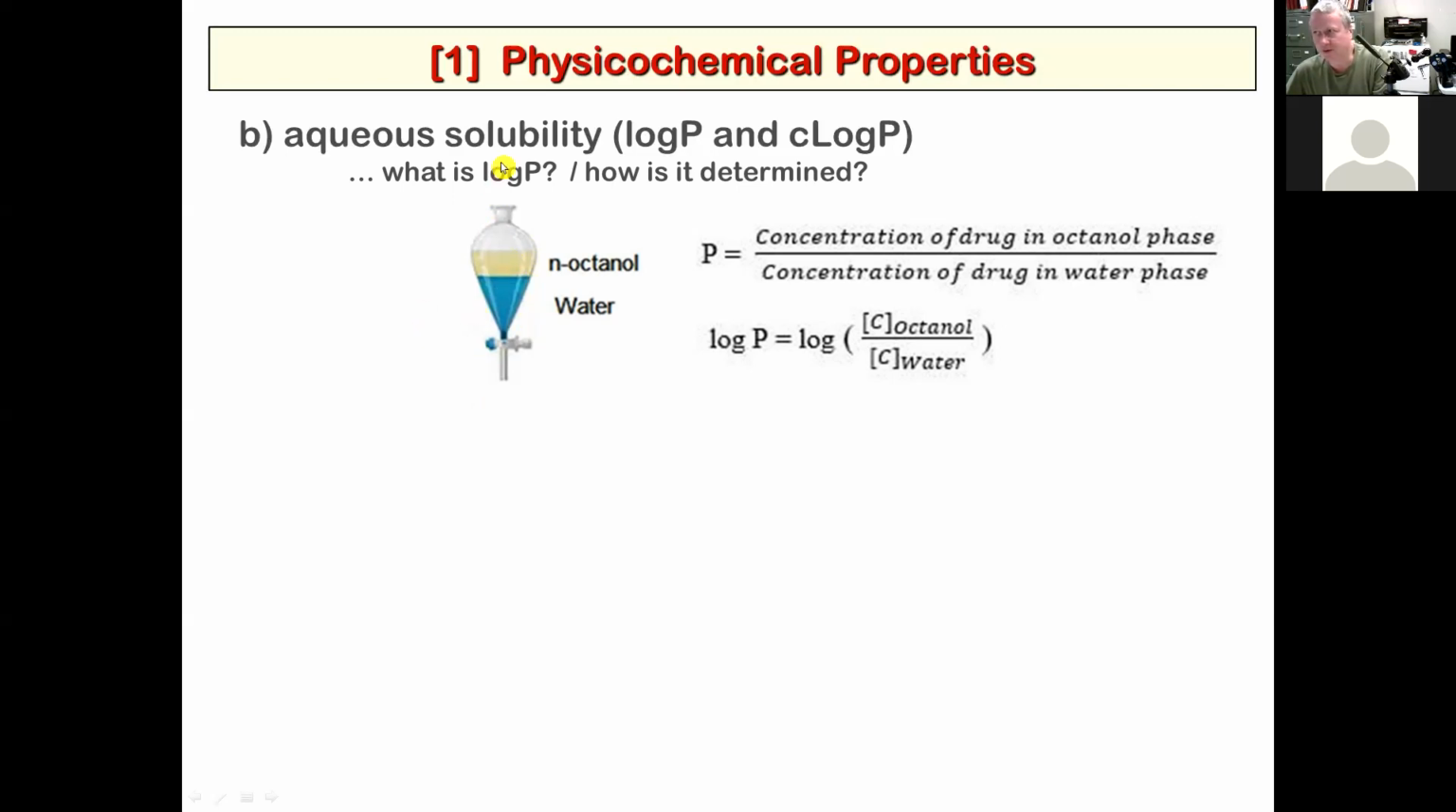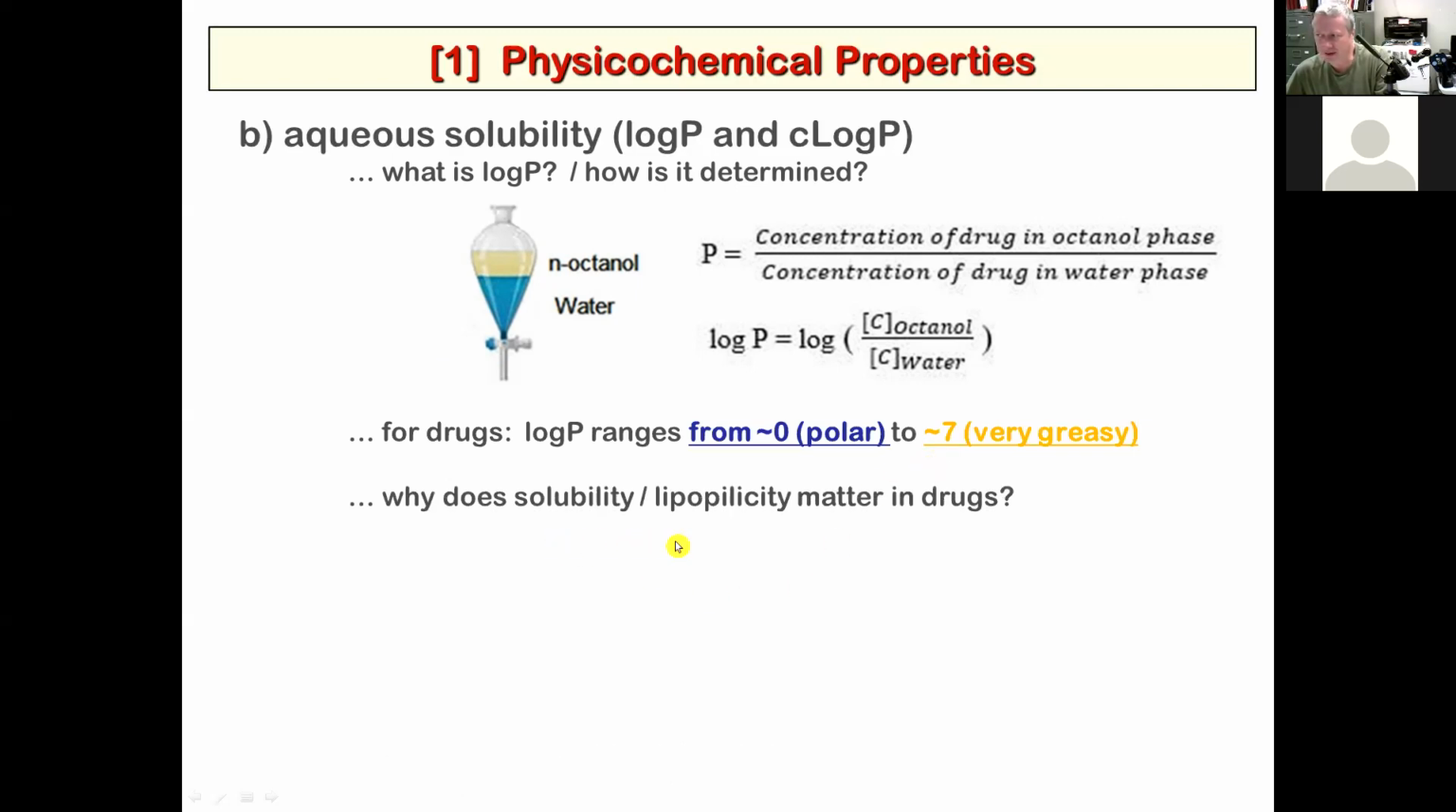Okay, so C log P, that's log P, all right. For drugs, the range is usually 0, which is extremely polar, to about 7, which is very greasy. And using the logarithm helps because it compresses this value into a very small range. From 0 to 7 is nice, right?